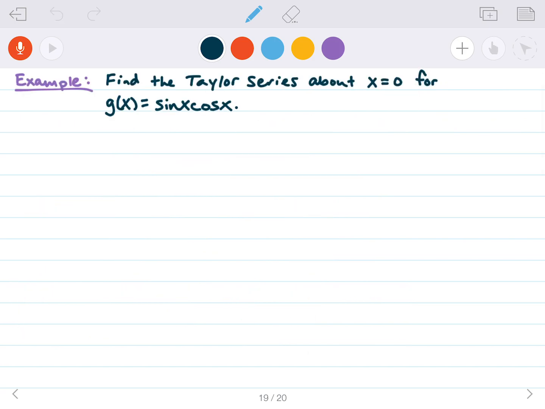All right, let's do another one. It says, find the Taylor series about x equals 0 for sine of x cosine of x. So we want to make a little observation here. And the observation is that we have a trig identity.